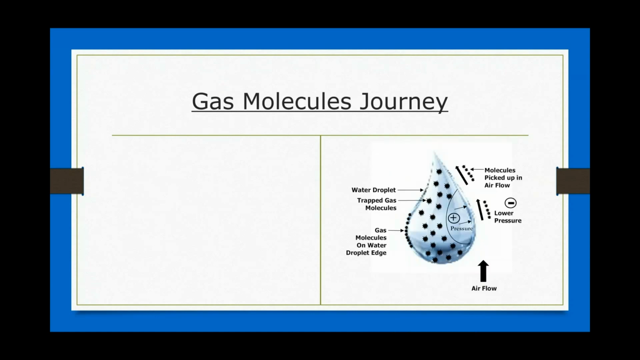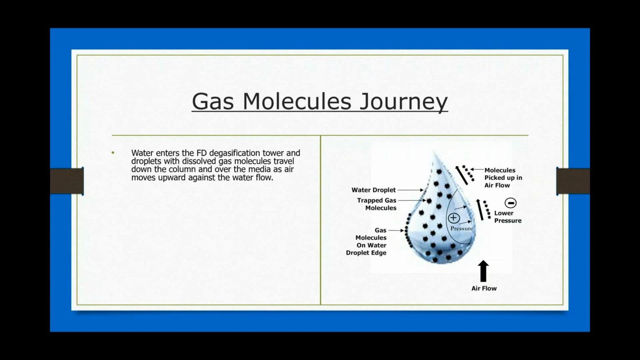So, the gas molecules' journey, as we call it. Water enters the forced draft degasification tower. The droplets with dissolved gas molecules travel down the column and over the media as the gas moves upward against the water flow. You'll see in the drawing to the right the gas droplets, and the gas pressure on the outside is less than the gas pressure inside, so the gas molecules migrate to the outer wall.